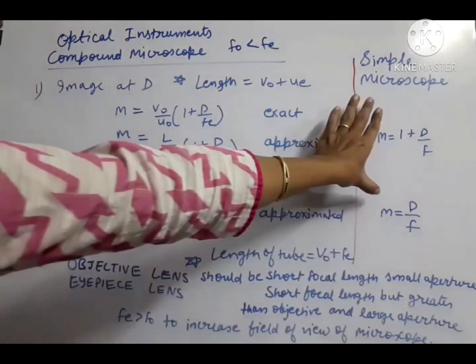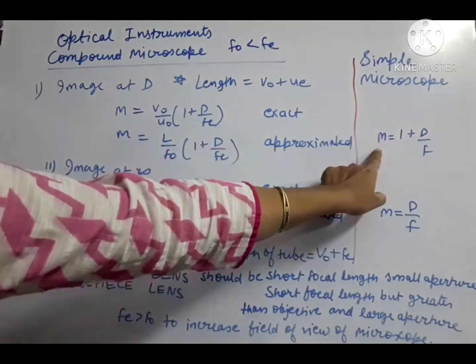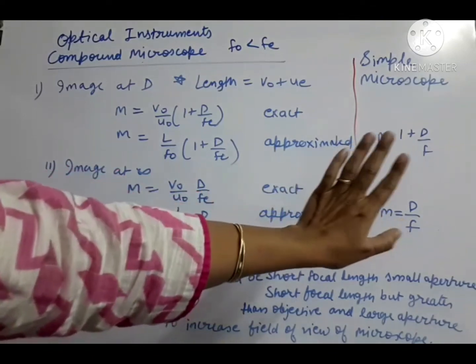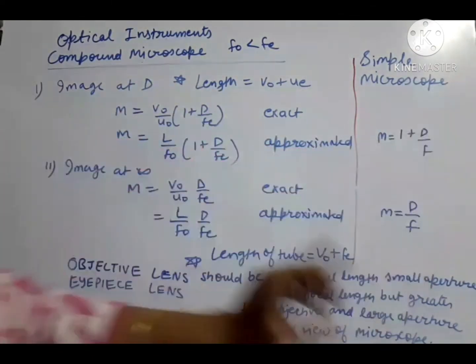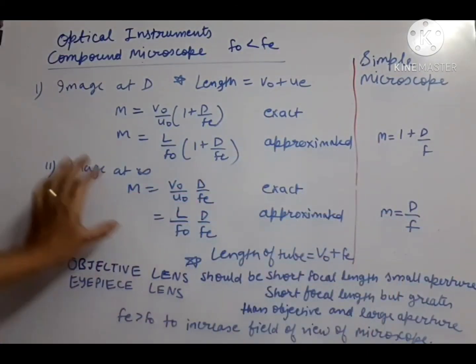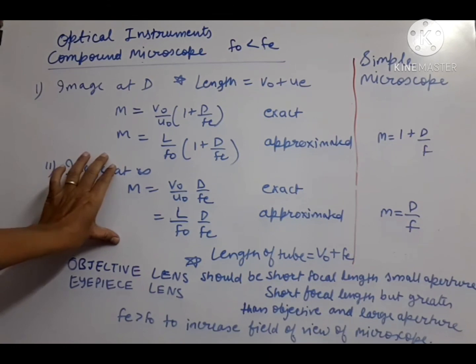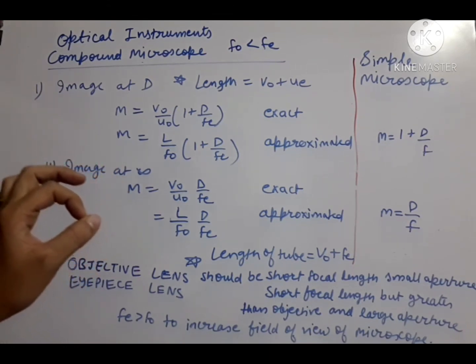Now just come to the simple microscope, then we'll compare these points. Simple microscope में एक ही फॉर्मूला होगा, exact approximated दो नहीं है, तो D केस का फॉर्मूला एक ही है 1 plus D by F, और इन्फिनाइट केस का फॉर्मूला है सिर्फ D by F. इन्फिनाइट केस को हम बोलते हैं नॉर्मल एडजस्टमेंट केस. Okay, now the points, the facts about the compound microscope which you have to remember.